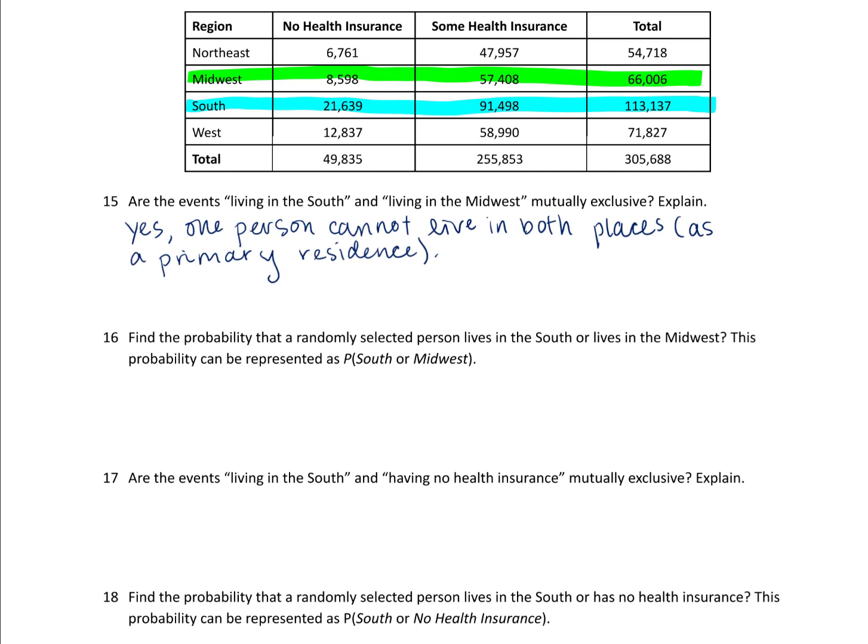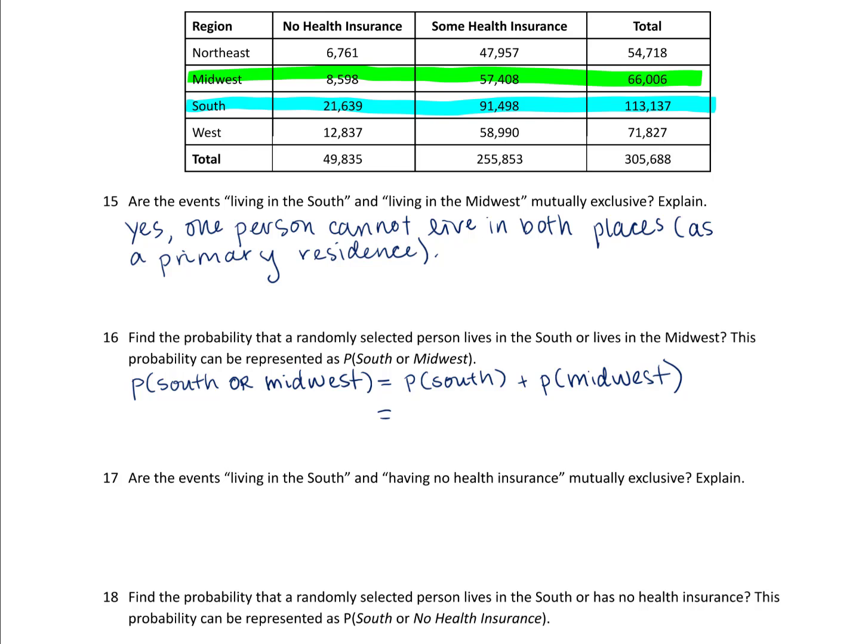Find the probability that a randomly selected person lives in the South or lives in the Midwest. This probability can be represented as P of South or Midwest. Since the events are mutually exclusive, we can just add the probability of South and the probability of Midwest. Both of these probabilities are just marginal, so we compute them by looking in the totals in the margins and dividing by the grand total.